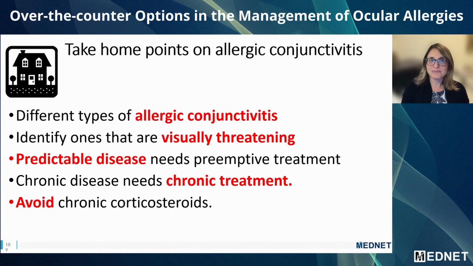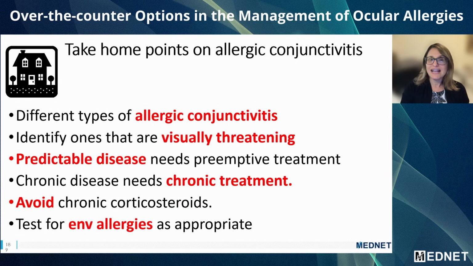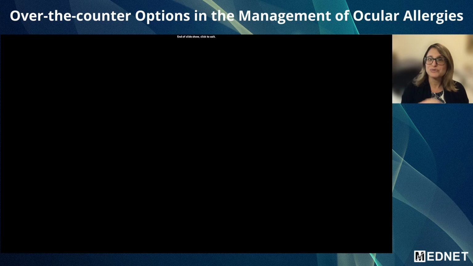In all cases, it's important to avoid chronic corticosteroids when you can, and to then target with non-steroidal options that target the appropriate pathophysiology. But it's also important to understand what are the triggers in the environment, which may be different in the different allergic subtypes, and to target those as well.